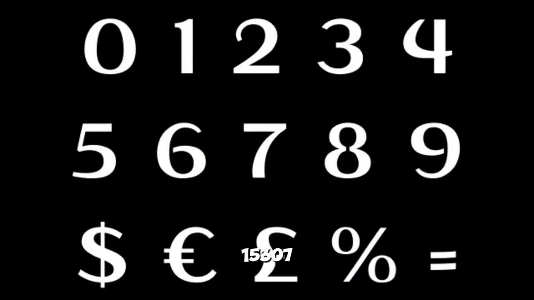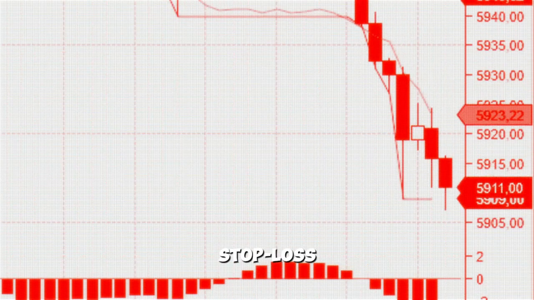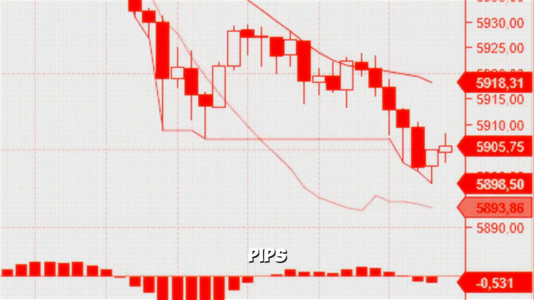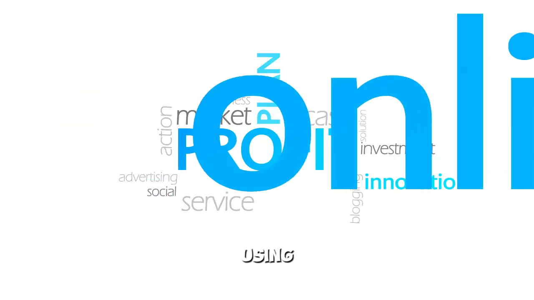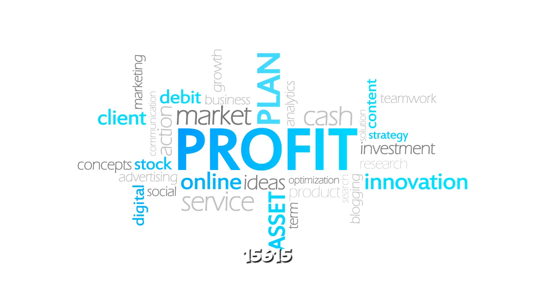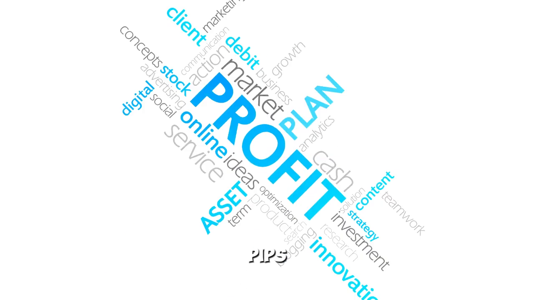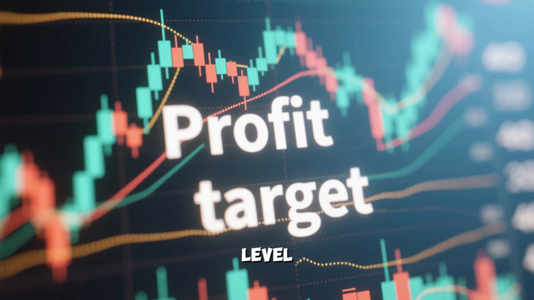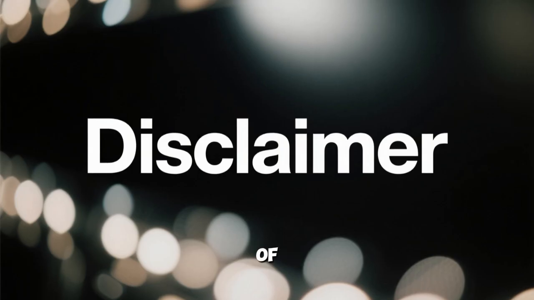We plan to enter a short position at 1.15307. To place our stop loss, we use 1.5x ATR, which is currently at 20 pips. We place our stop loss using ATR above our entry at 1.15615, giving us a total risk of 30 pips. For our profit target, we identify the next significant support level at 1.147.